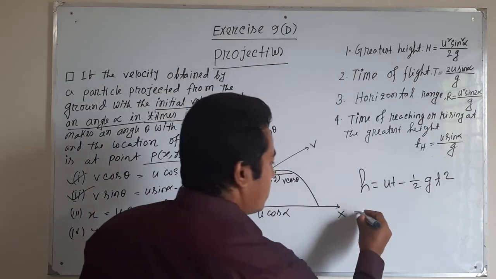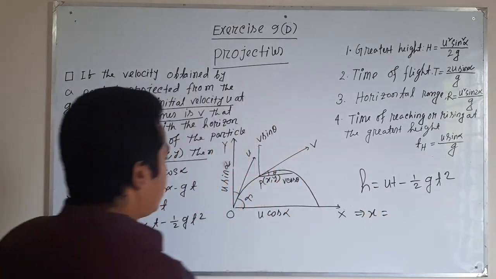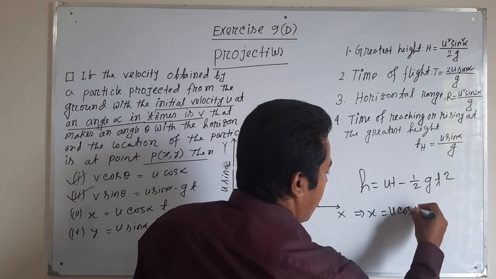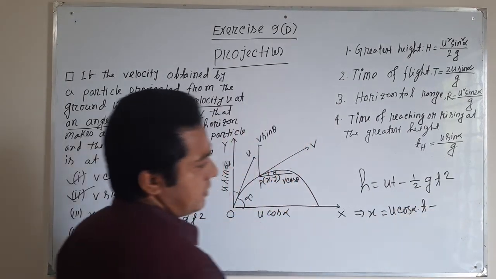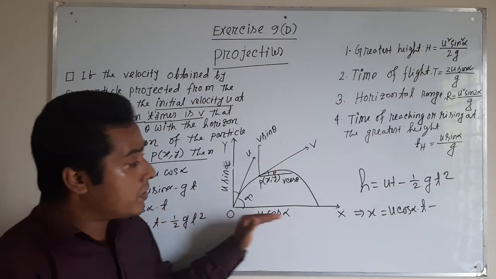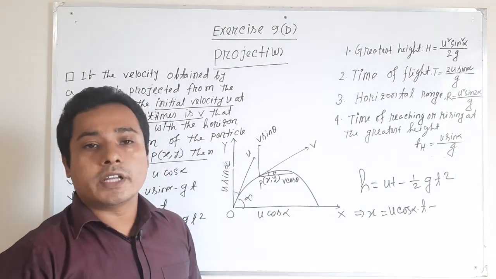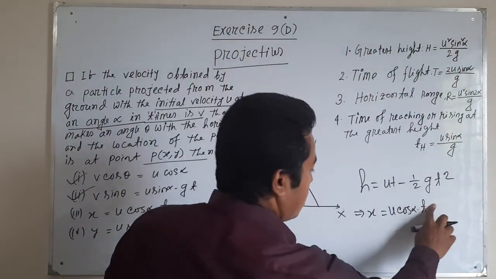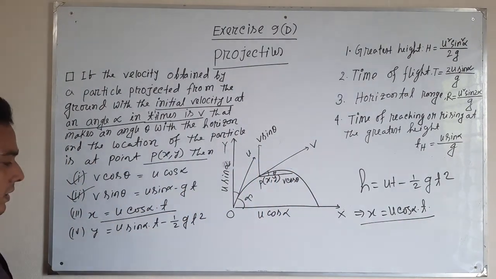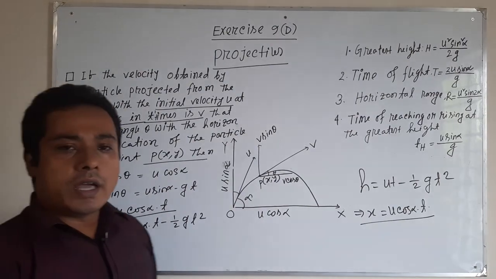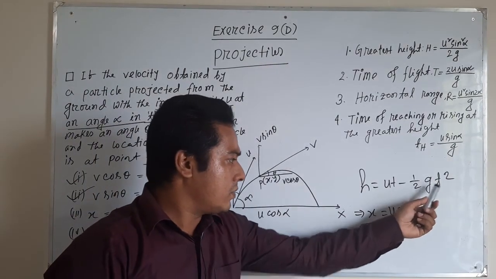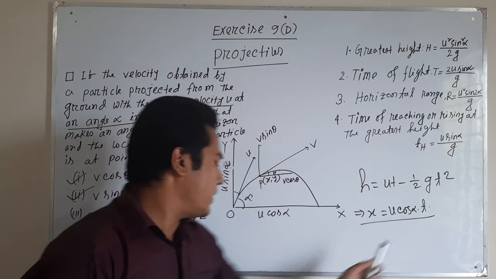So h is equal to x. Along the horizontal line, x is equal to u cos alpha into t, minus... along the horizontal line there is no gravitational acceleration, so it will be 0. So x is equal to u cos alpha t along the horizontal line. So it moves with uniform velocity. That's why the acceleration term has no sense, and x is equal to u cos alpha into t.